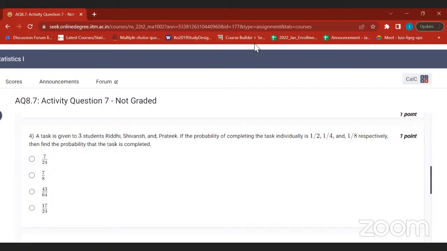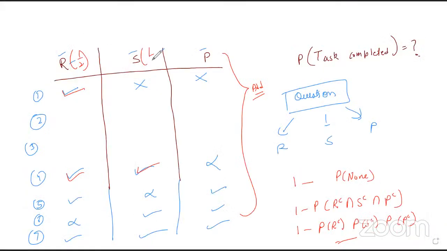Okay, let's do it. Sir, can we do it by taking union of all three of them? Yeah, we will do. Yeah, we can do it that way. If you know the property of union of 3 events, you can do it. Okay, see, R is 1 by 2. Actually, there is a complement. 1 by 2, S is 1 by 4, so R complement would be 1 by 2, S complement 3 by 4, P complement 7 by 8.